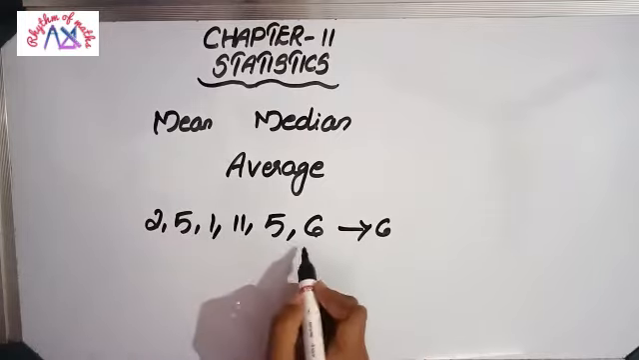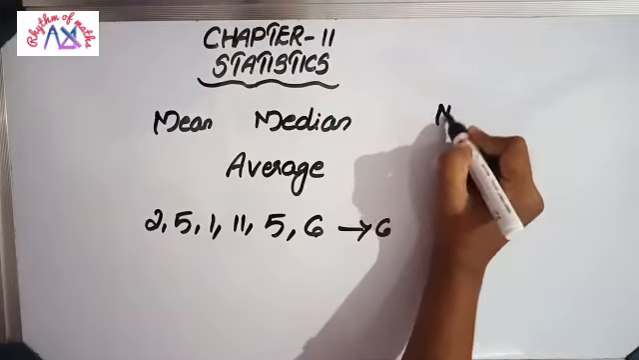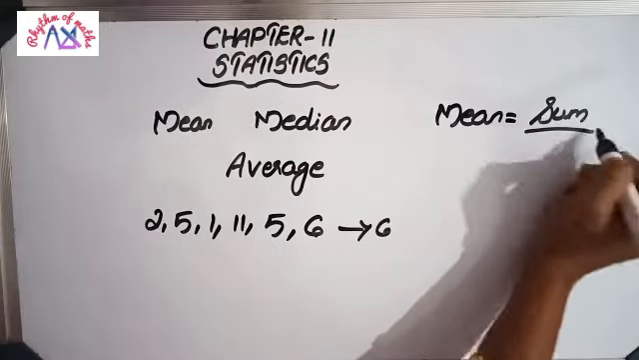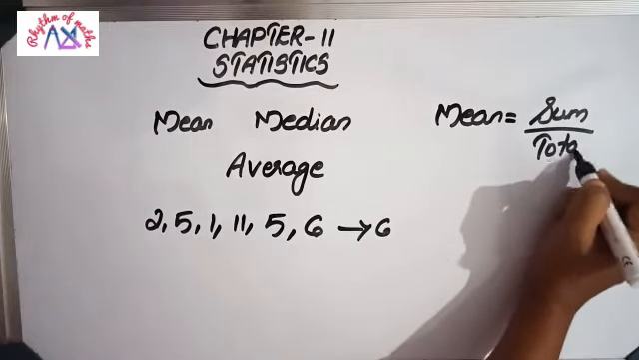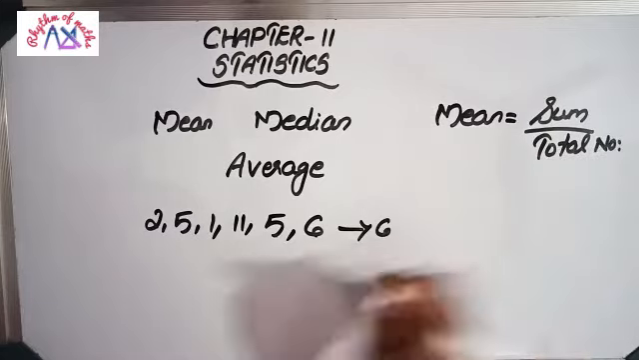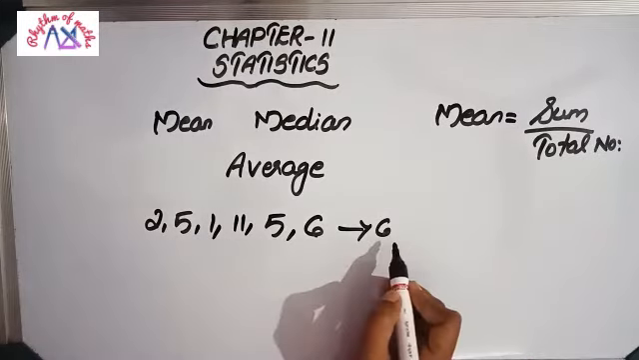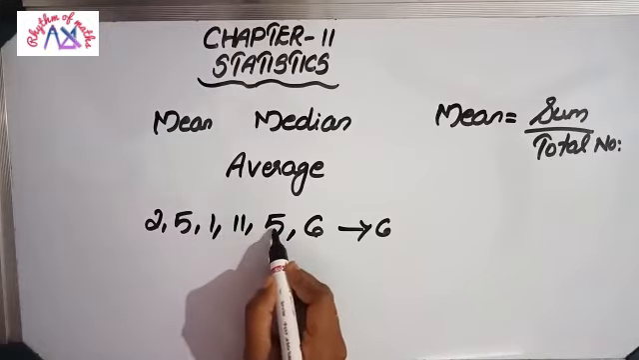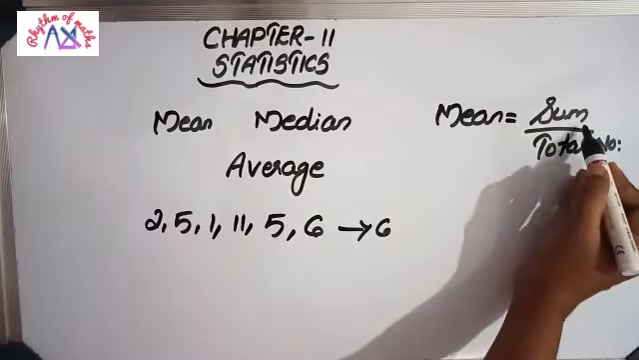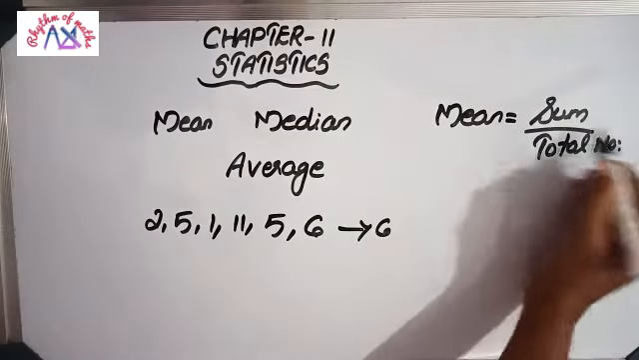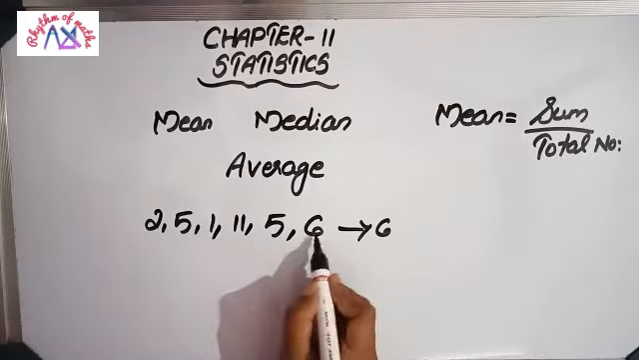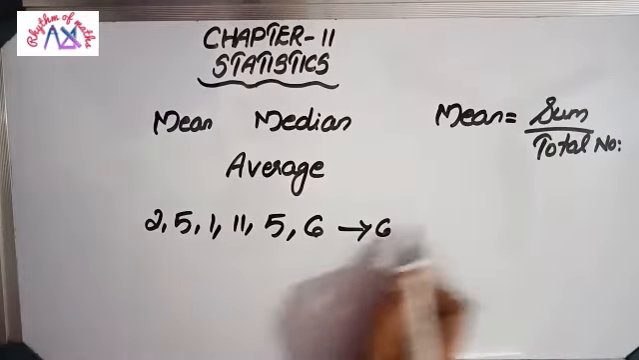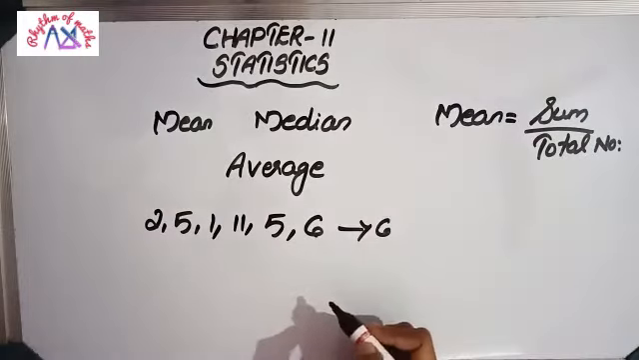In order to find the mean mark, the equation is mean equal to sum of the observations divided by total number. This is the equation to find mean. That means 2 plus 5 plus 1 plus 11 plus 5 plus 6. That is the sum of the given observations, divided by the total number. Here total observations are 6, so divided by 6. By doing that you can find the mean mark.